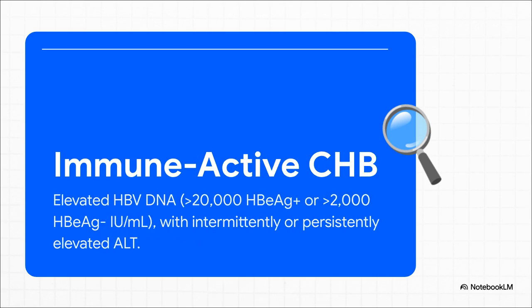But then you have the immune-active phase, and this is where the action is. The Cold War is over. The immune system has woken up and is now attacking the virus-infected liver cells. That battle causes inflammation, which makes the ALT go up. This is the danger zone. It's when liver damage happens, and it's the main phase where we pull the trigger on treatment.